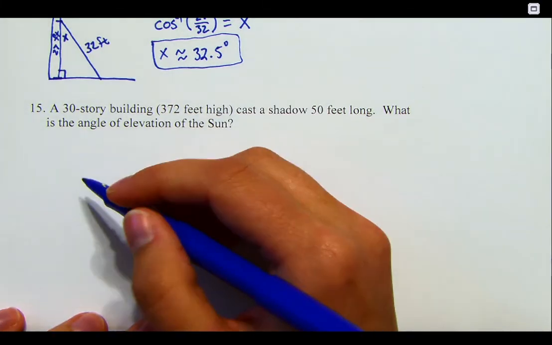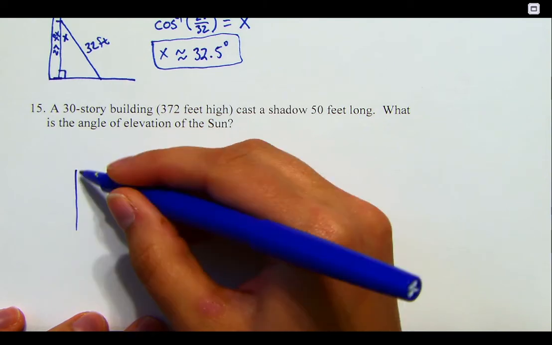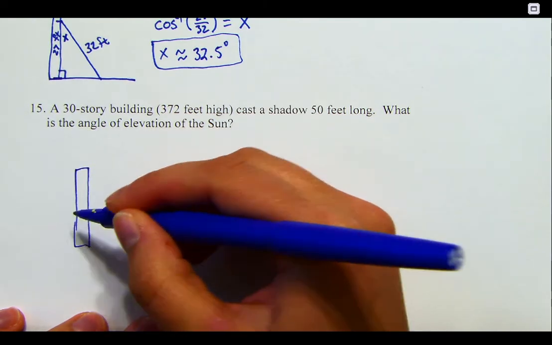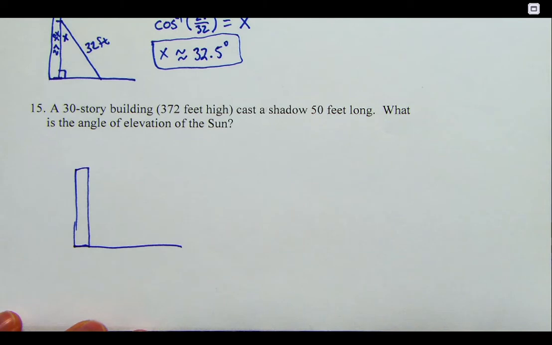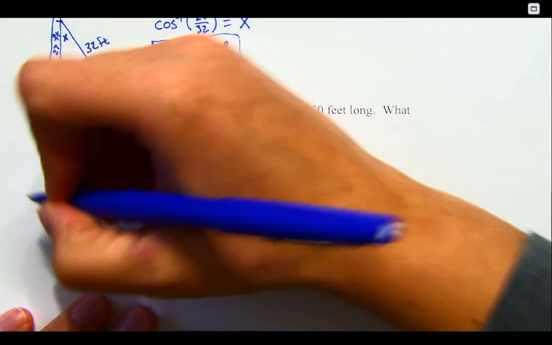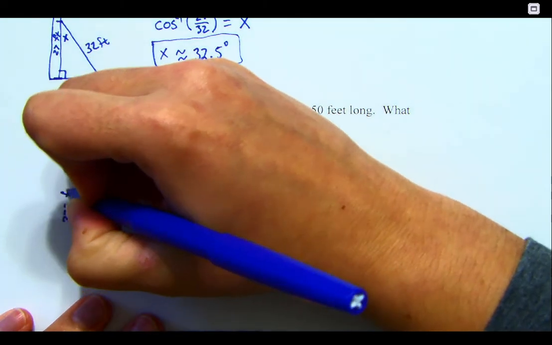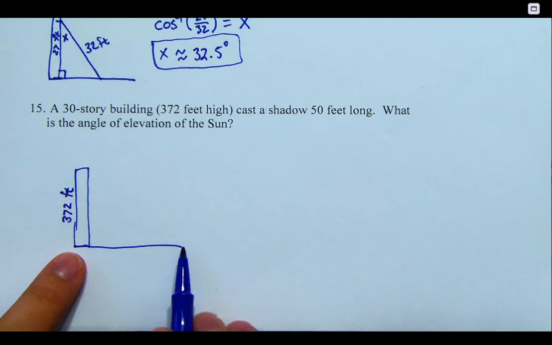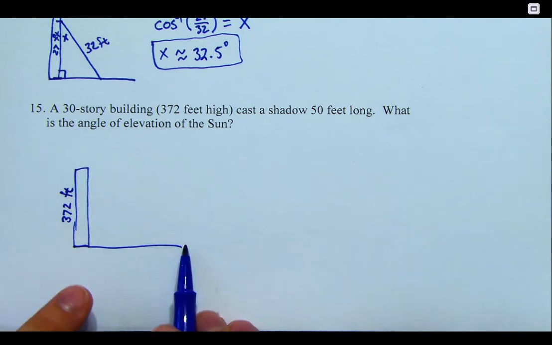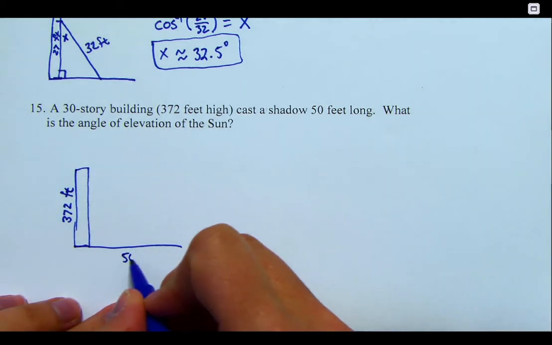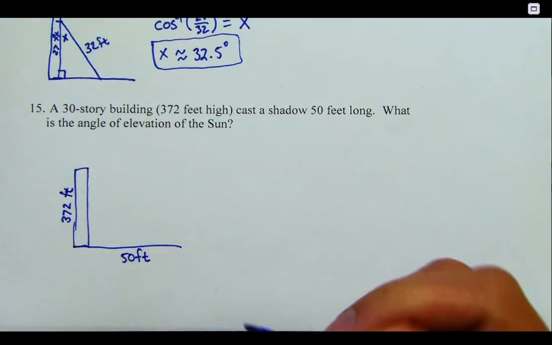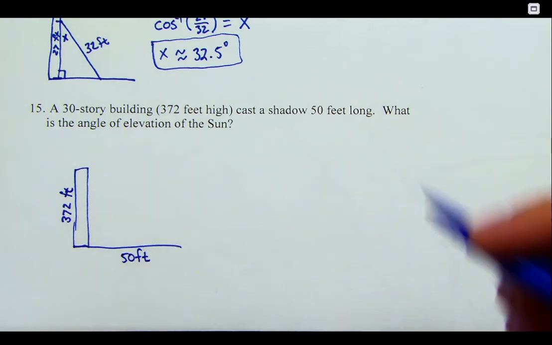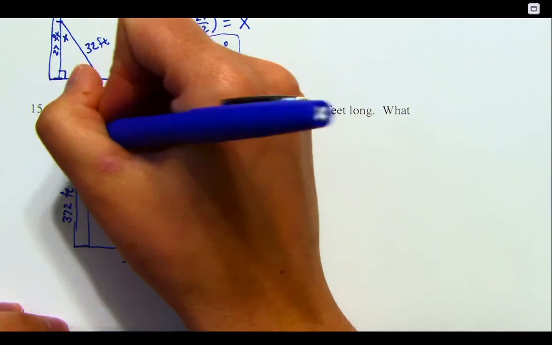All right, so again, I'm going to start with my picture. So here's my building and the ground. So let's see, this is 372 feet. And this would be my shadow, which is 50 feet. And if this is my shadow, the way I've drawn my picture, that means that my sun is over here.